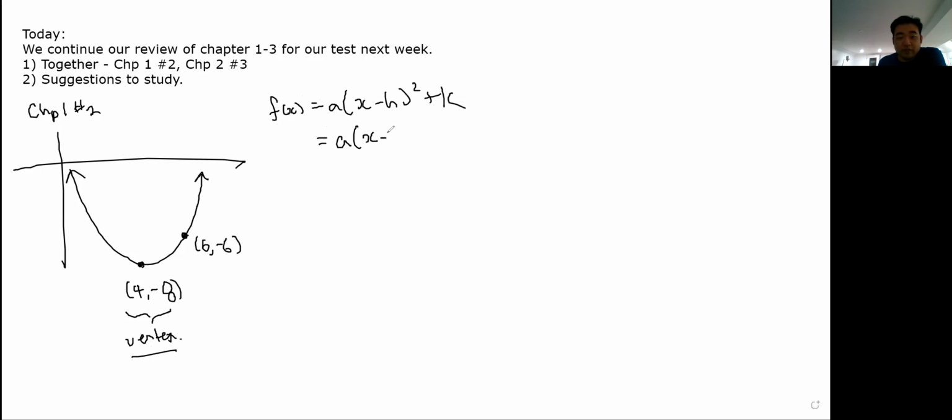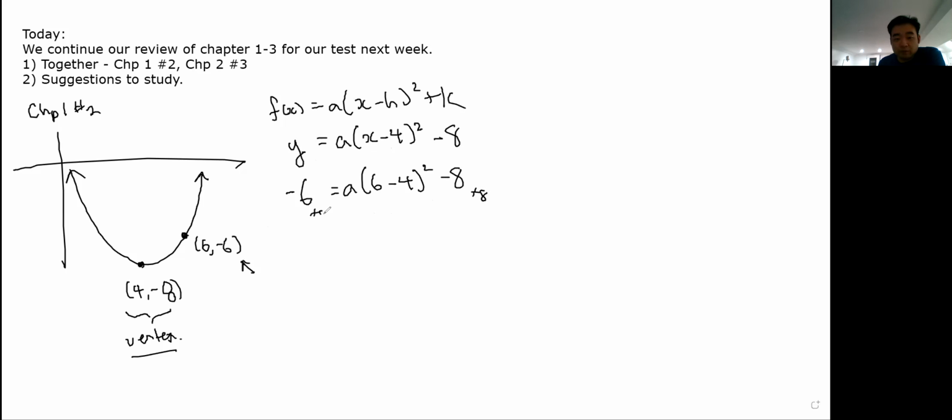The vertex is (h, k), so 4, -8. This is as far as we can go, and it'll be nice to have the a value. To find the a value, all of my other variables like x and y need to be filled. So let's do it. When the y value is -6, I know that my x value has to be 6. And if I simplify and do some quick algebra, I'll be able to find a.